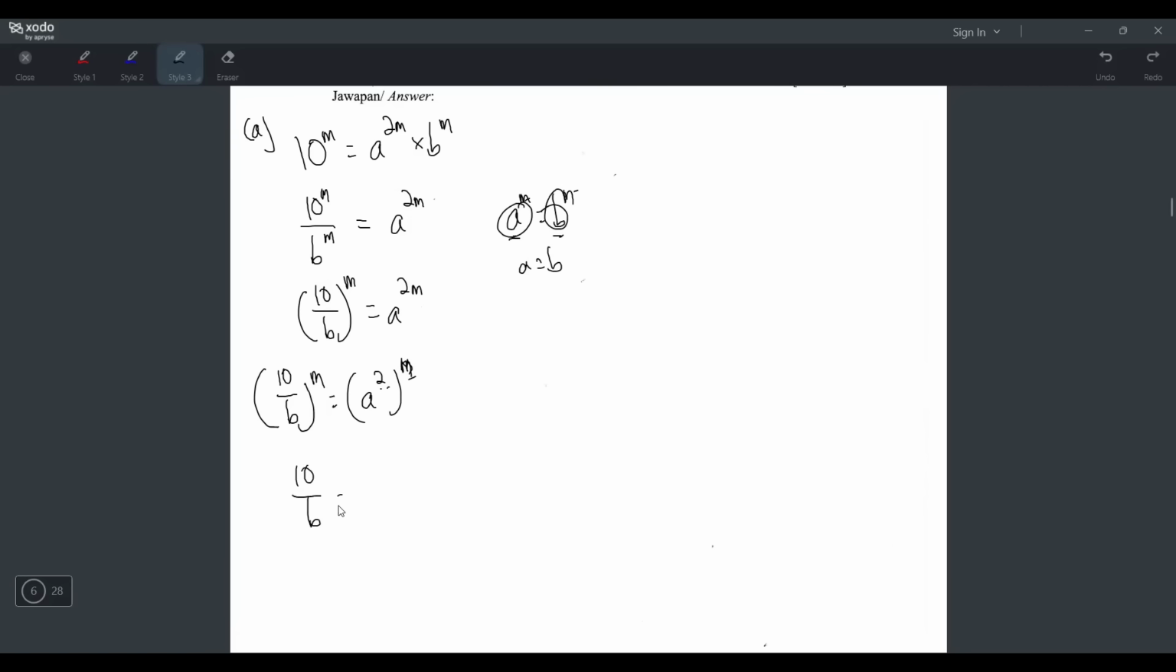So you are just left with 10 over b equals a power 2. And the answer is a equals plus minus square root of 10 over b, like that. So that's the answer.